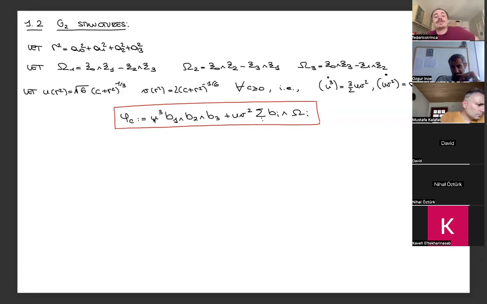And we also have to pick u and v to be functions of r squared, and these functions of r squared are explicitly given by these formulas here, but a way to remember them is by knowing that they satisfy this system of ODEs.